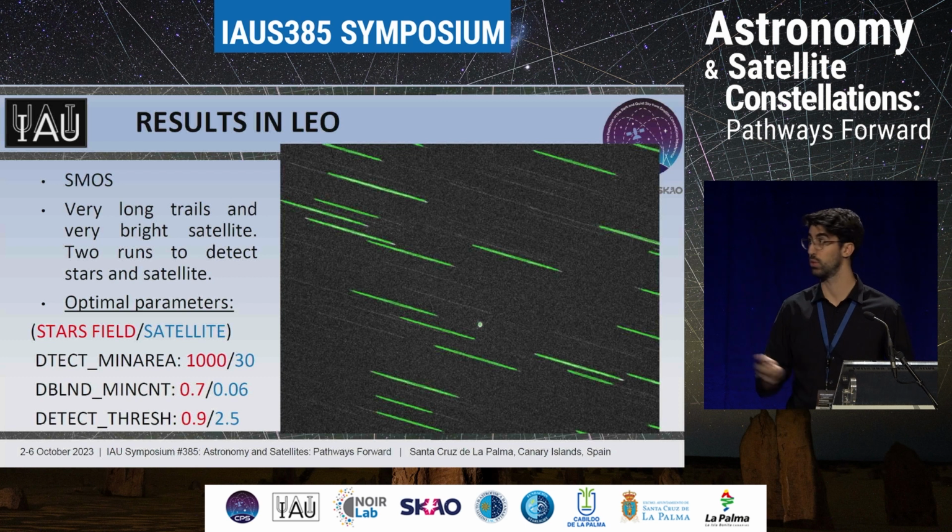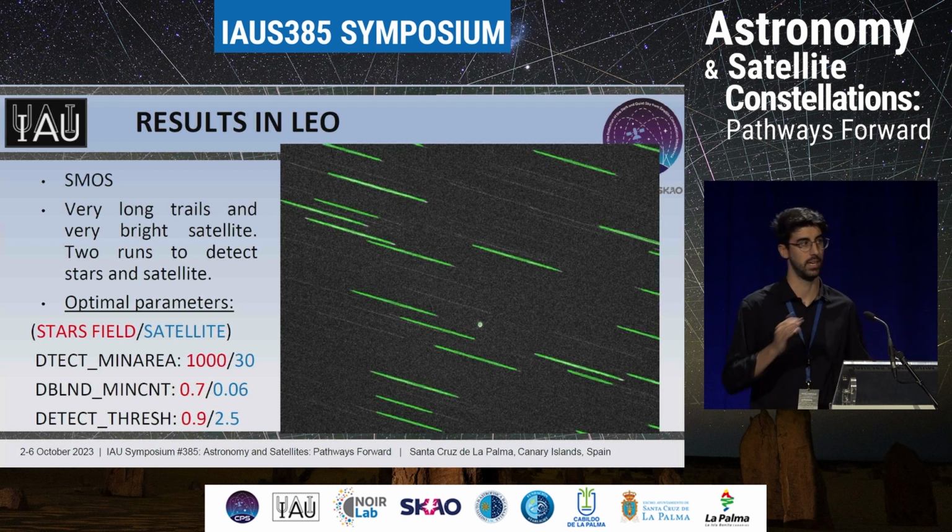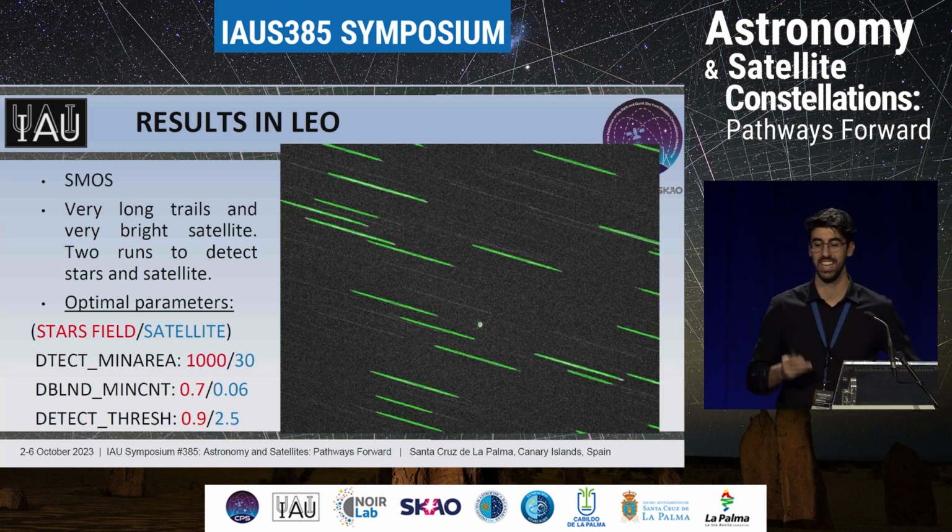So the strategy that we have proposed to actually be able to do the astrometrical reduction of these images is to do 2 runs. One that is going to detect the star field, and another one that is going to detect the satellite. The strategy is doing long minimum pixels above a certain threshold, a low threshold, to actually detect all this star field, and then do the exact contrary to detect the satellite.